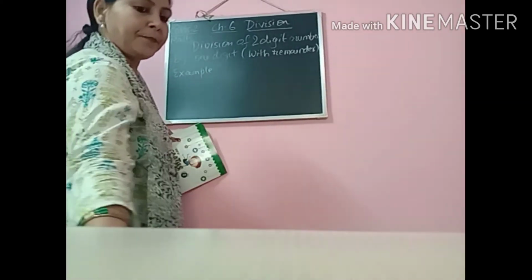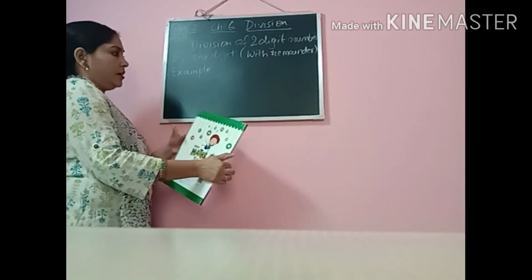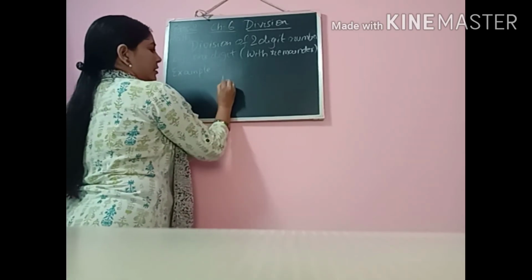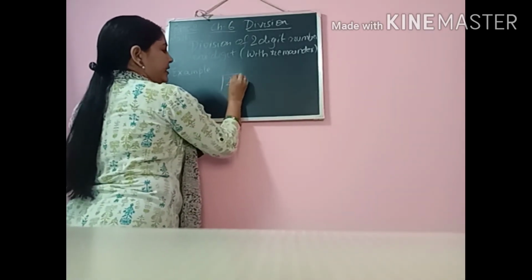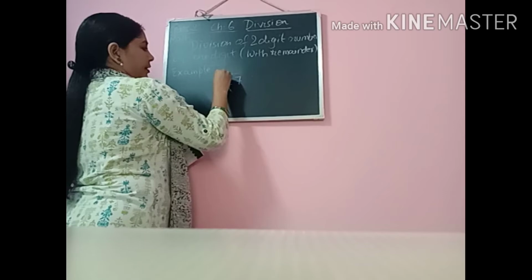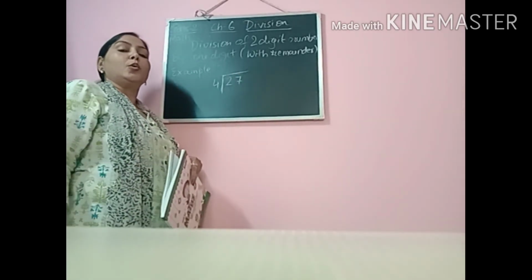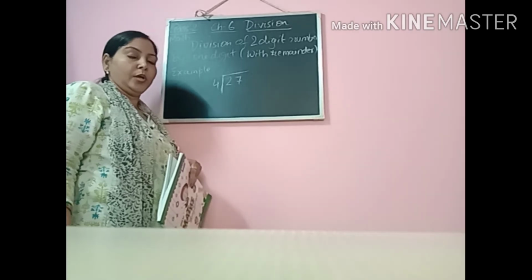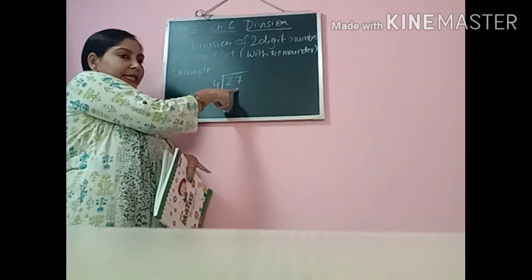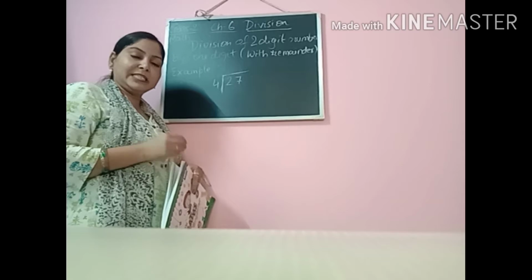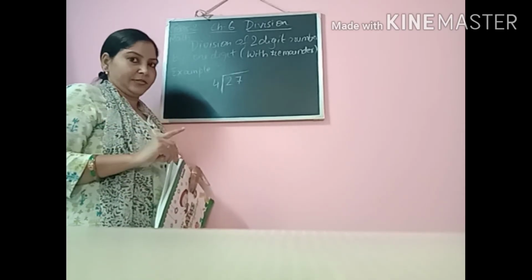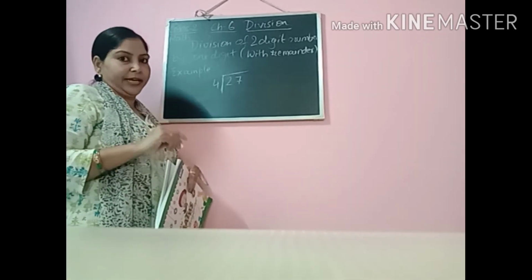I am dividing 27 by 4. That is 27 divided by 4. Now, you know what is 27, what is 4. 27 is the dividend and 4 is the divisor. Now we have to start dividing.